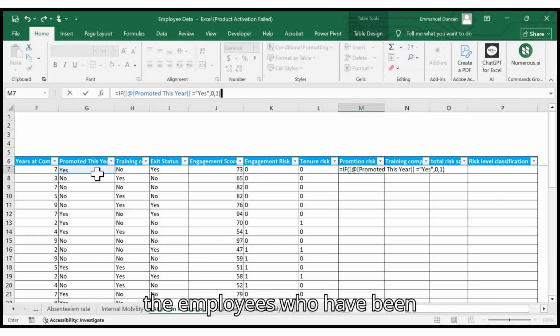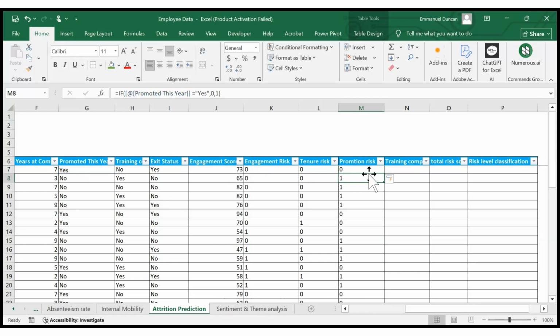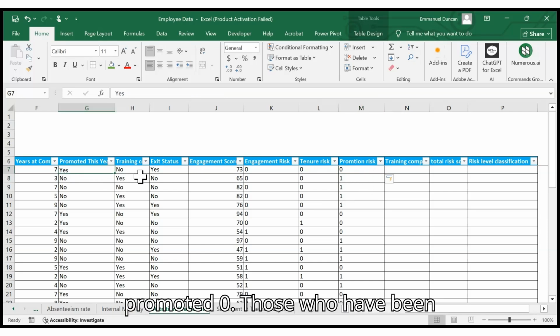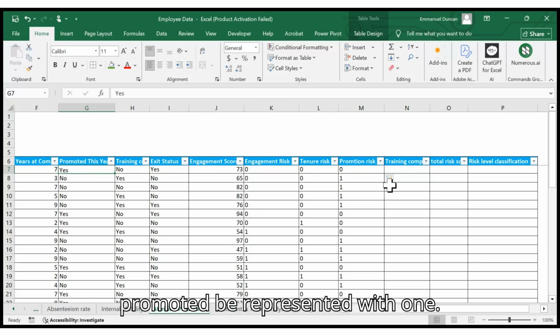What we are looking at is the employees who have been promoted and not promoted, whether it could influence the risk of them leaving. So we are considering those who haven't been promoted in our prediction. Then you press enter. Those who have been promoted are being represented with 0, and those who have not been promoted with 1.